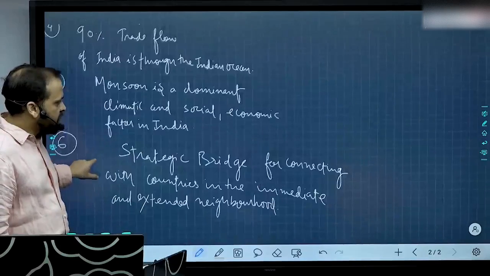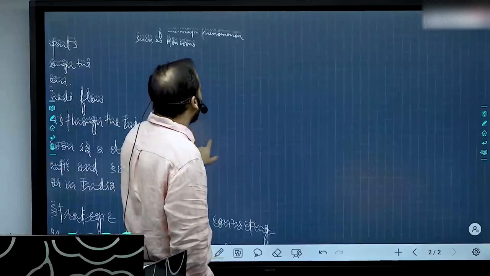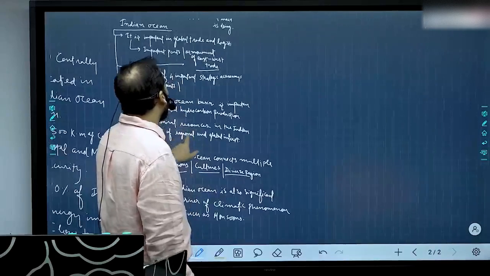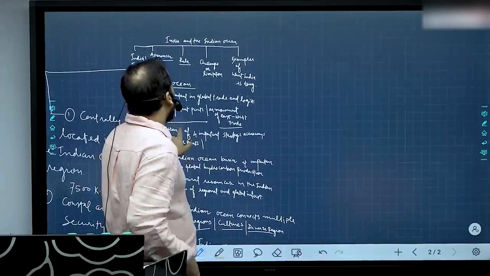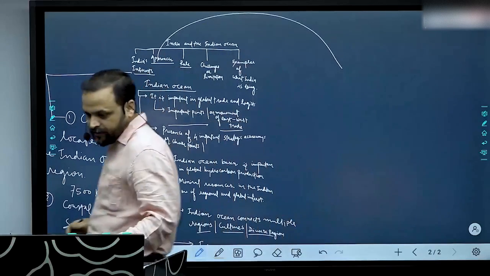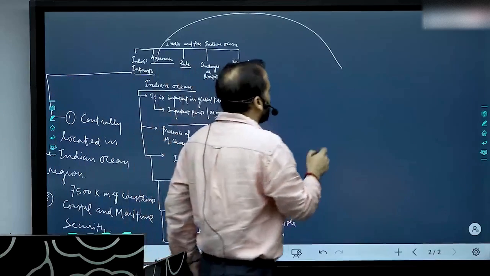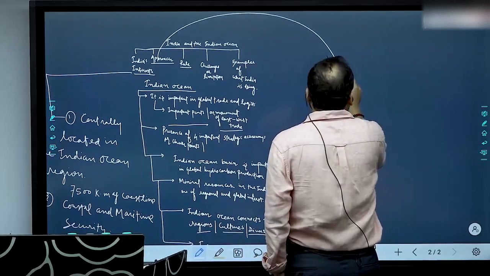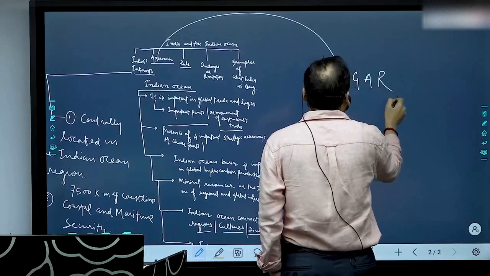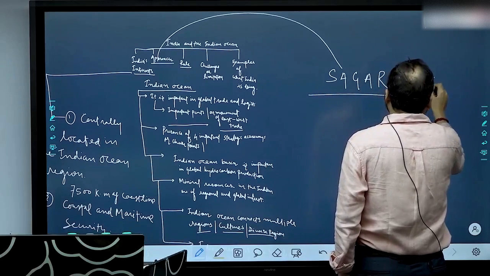So all of this means that India needs to have a consolidated approach towards the Indian Ocean region. That is needed. So India's approach can be defined through a major foreign policy formulation which has been in vogue in recent times: Security and Growth for All in the Region, in 2015.